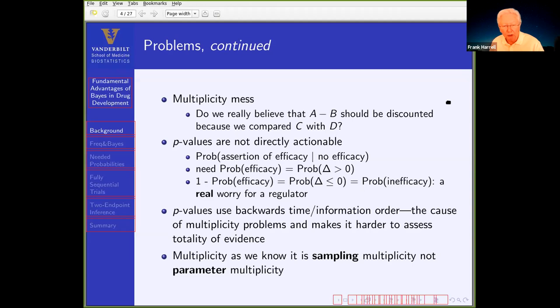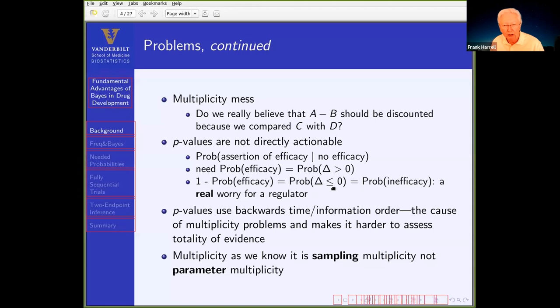P-values are not directly actionable. And so if you condition on there being no efficacy at all and no harm, so the effect is exactly zero, you're calculating the probability of asserting efficacy given no efficacy. That's the type one assertion probability. What you need is a probability of efficacy, which is a probability that the difference is in the right direction. And then one minus the probability of efficacy is the probability of inefficacy or harm.